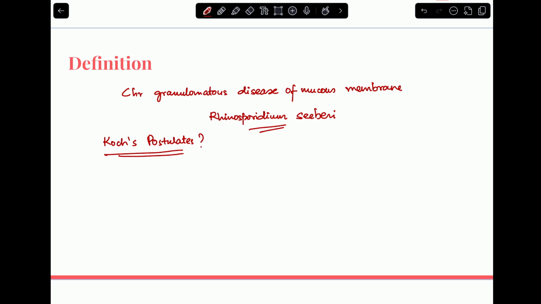Now, Rhinosporidium seeberi defies Koch's postulates in two perspectives. One is the fact that it cannot be cultured. Rhinosporidium seeberi has been seen to be not cultured, and this organism cannot be transferred from a human host to an animal host. So it is defying two of Koch's postulates, which is very important to know. There is another disease which defies Koch's postulates, and that is leprosy, Mycobacterium leprae.